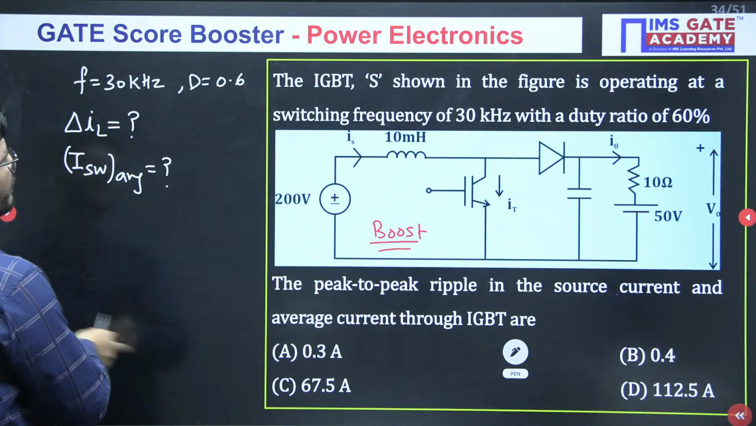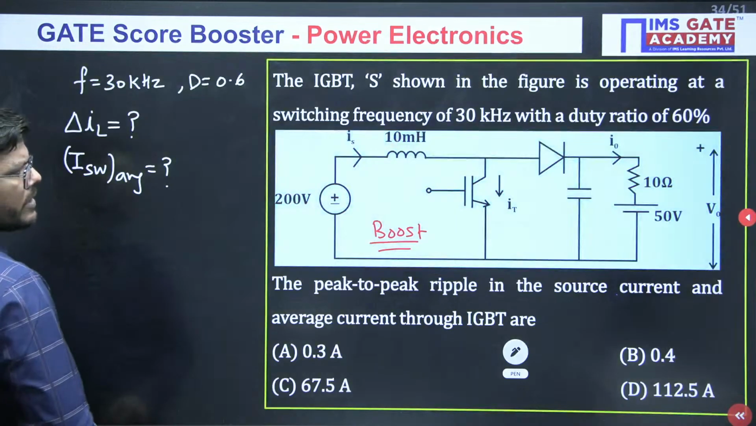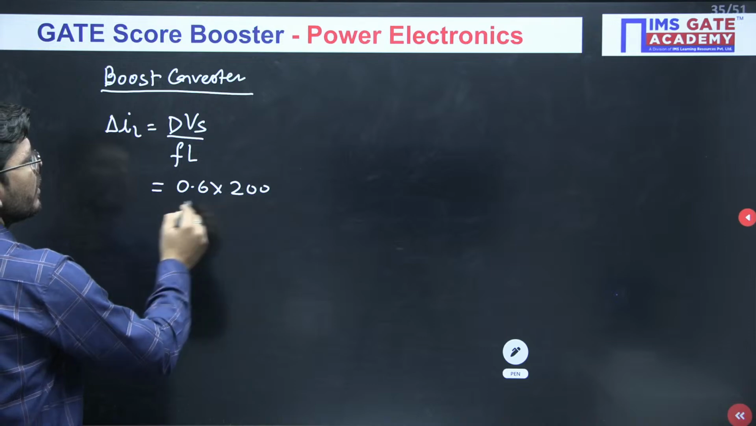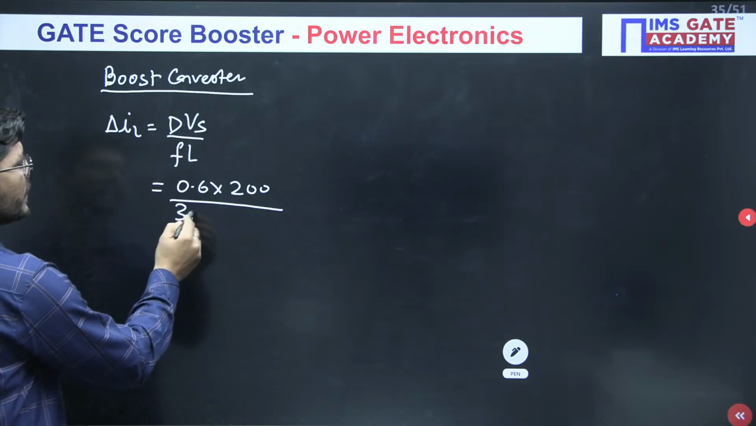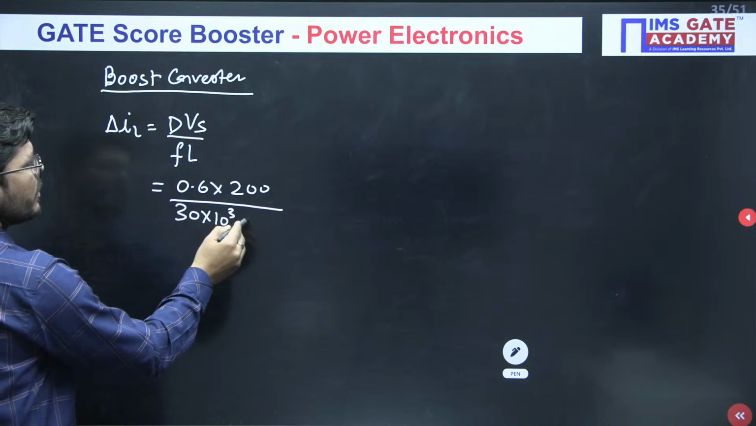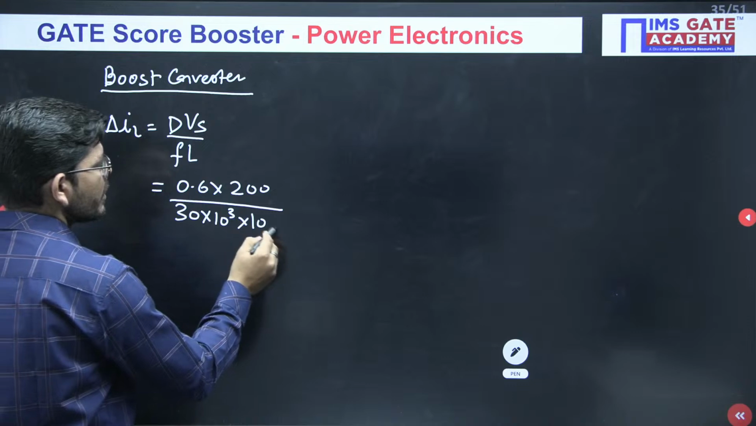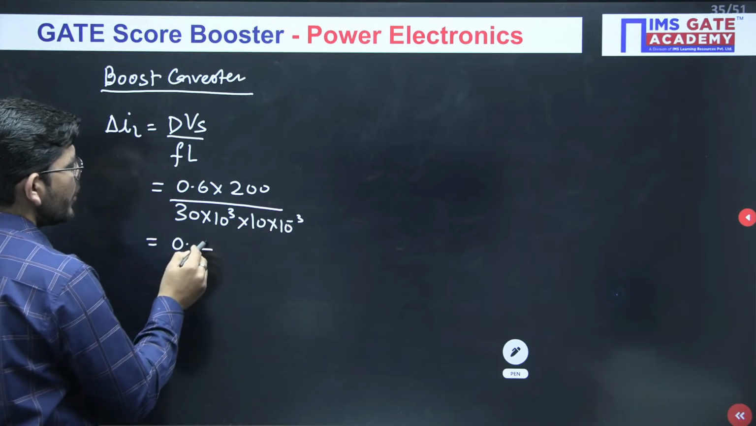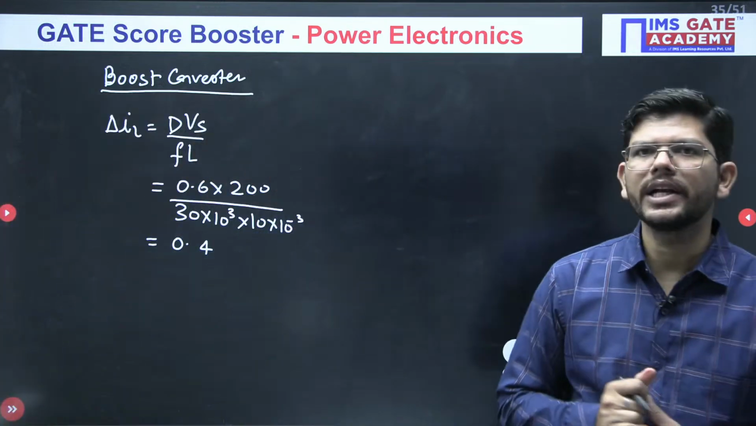So do we have everything? The D value is 0.6. Fine. Vs. How much is Vs? Vs is 200. And do we have frequency? Yes, it is given 30 kilohertz. Do we have the value of L? Yes, it is 10 millihenry. Okay, so from here you will get what? 0.4. So this will be the peak to peak ripple in the source current.